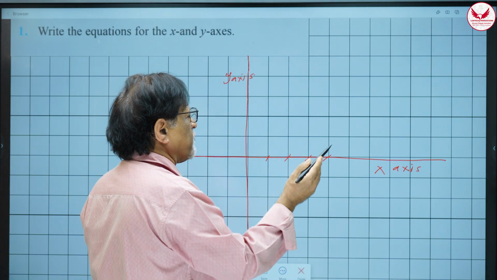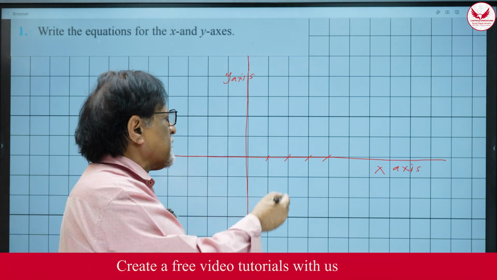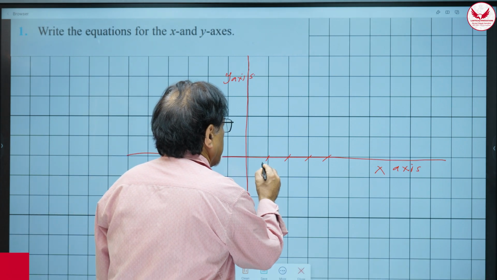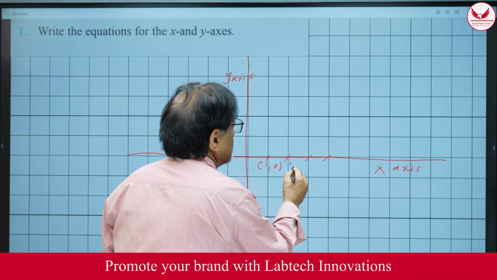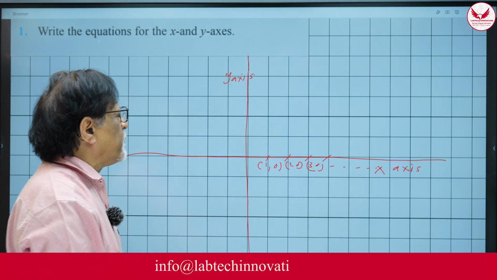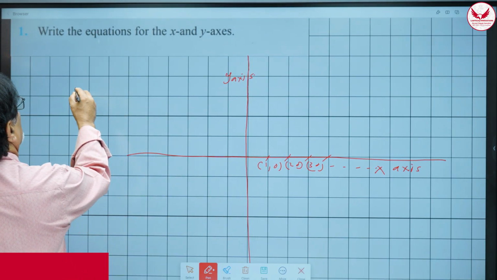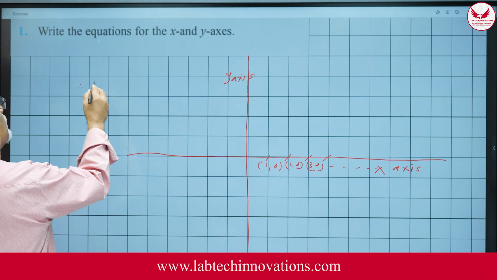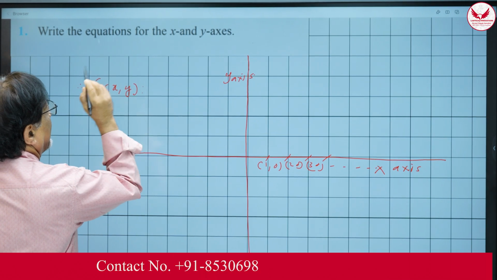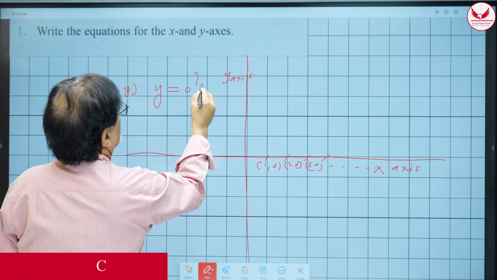But the property of all these points is that their distance from the x-axis itself is 0. And the distance of a point from the x-axis is the y-coordinate of that point. That means every point here will have y-coordinate 0: (1, 0), (2, 0), then (3, 0), and so on. So what is the property of all the points on the x-axis? Their y-coordinate is going to be 0. Therefore, the equation of the x-axis is the set of all ordered pairs (x, y) such that the y-coordinate will always be equal to 0.